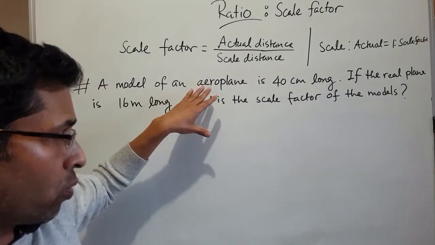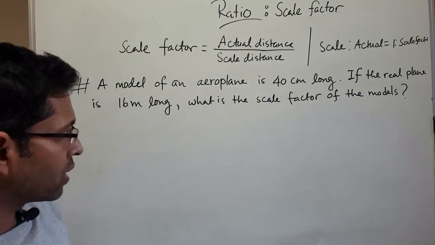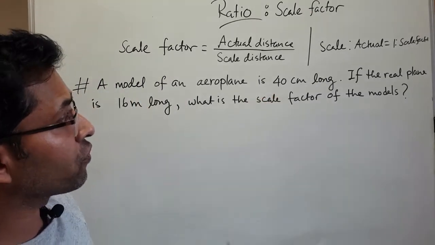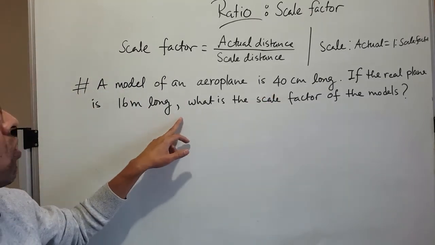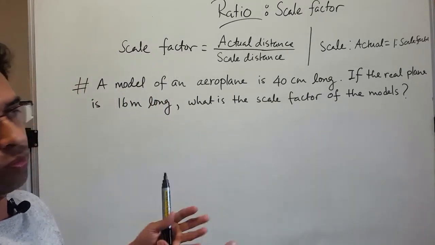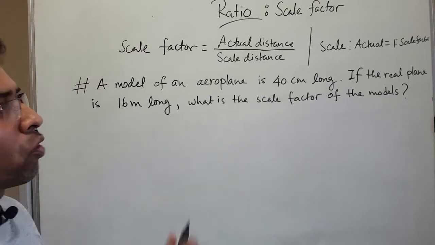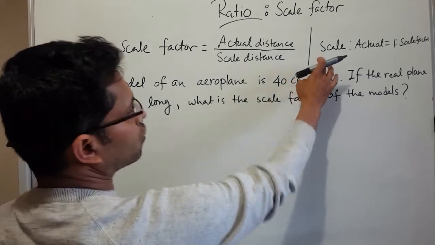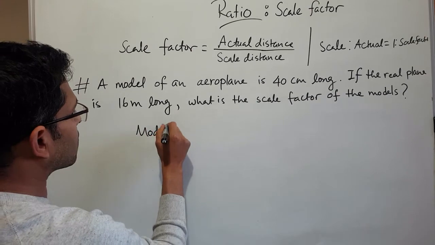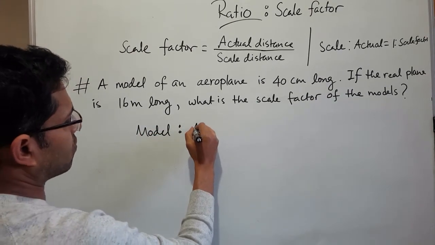Now we can try to solve a problem to understand more about the scale factor. A model of an aeroplane is 40 centimeters long, so that's the model length. If the real plane is 16 meters long, what is the scale factor of the model? It means what is the number of times we are making the plane smaller to make that model. So we can write down the model to actual, model length to actual length.